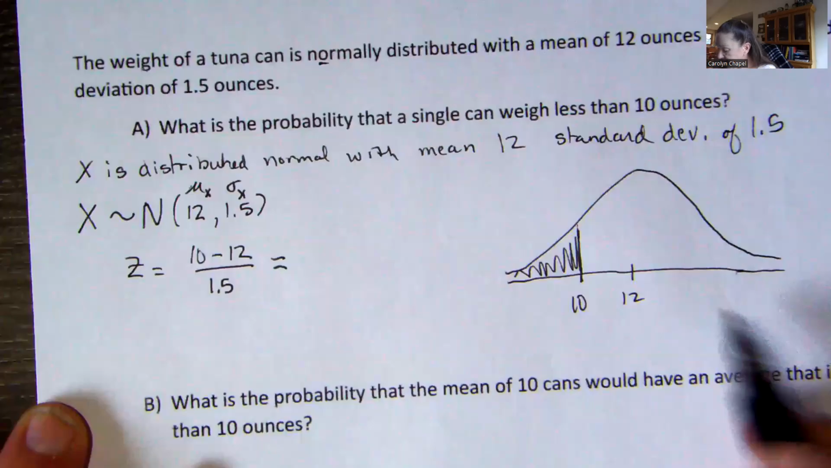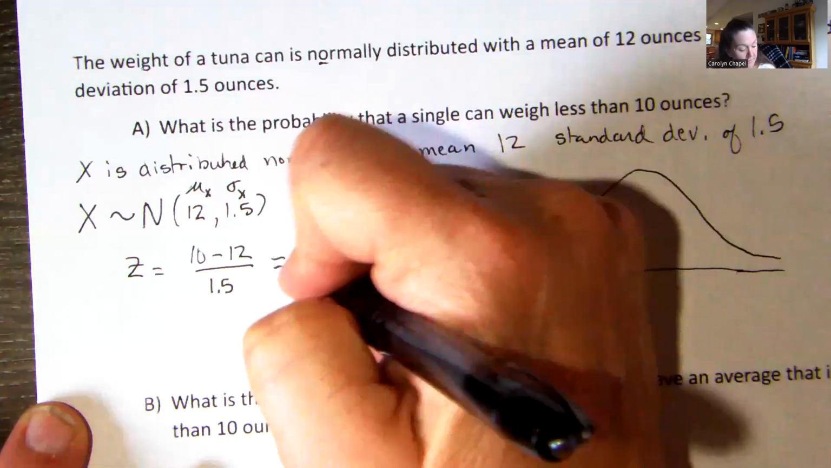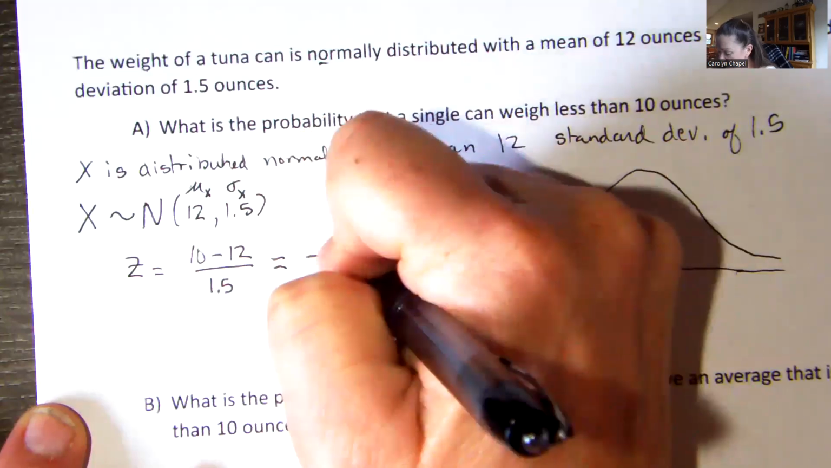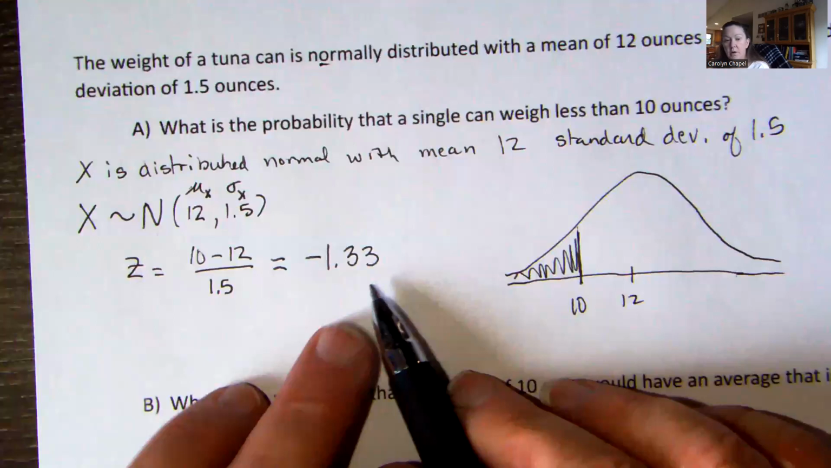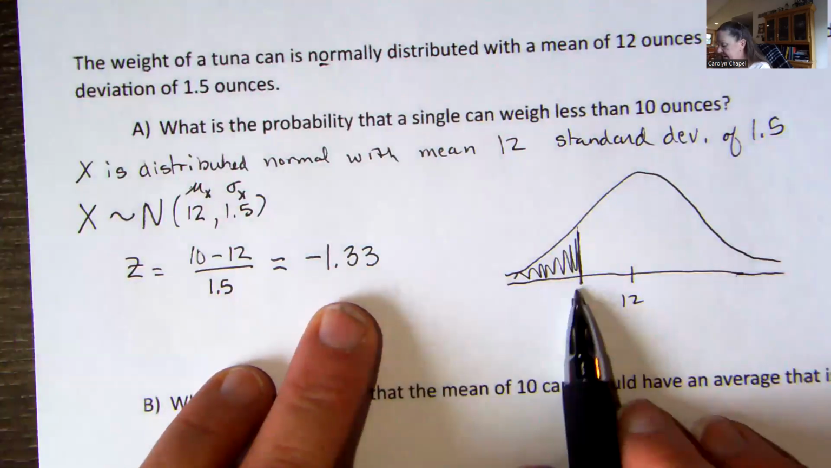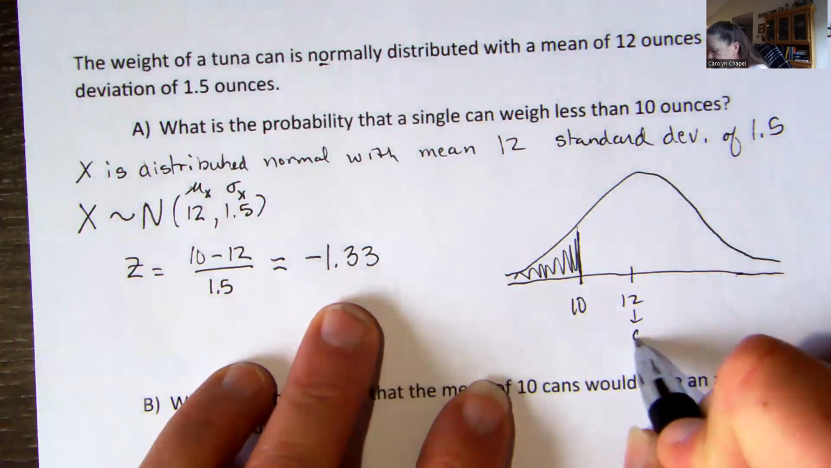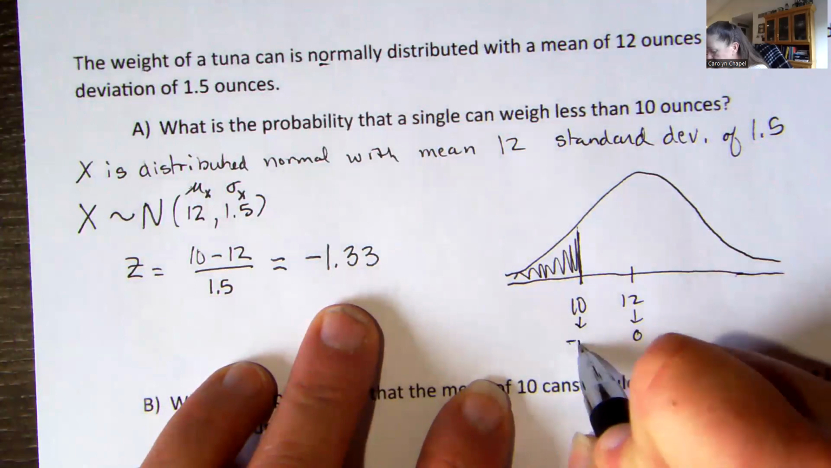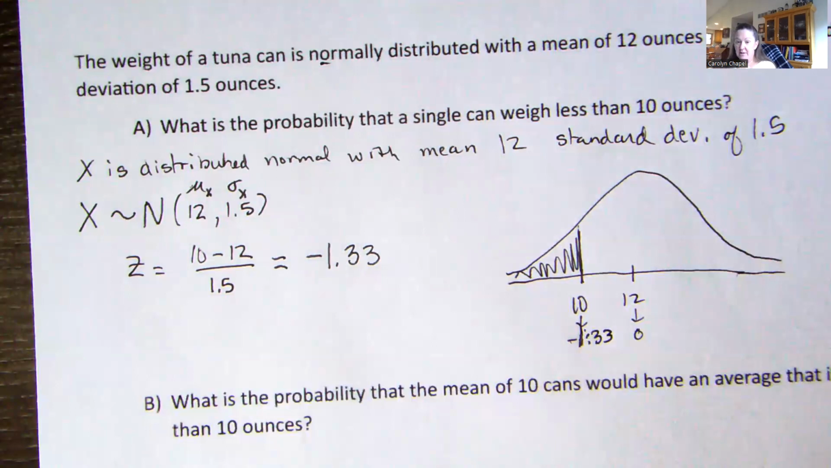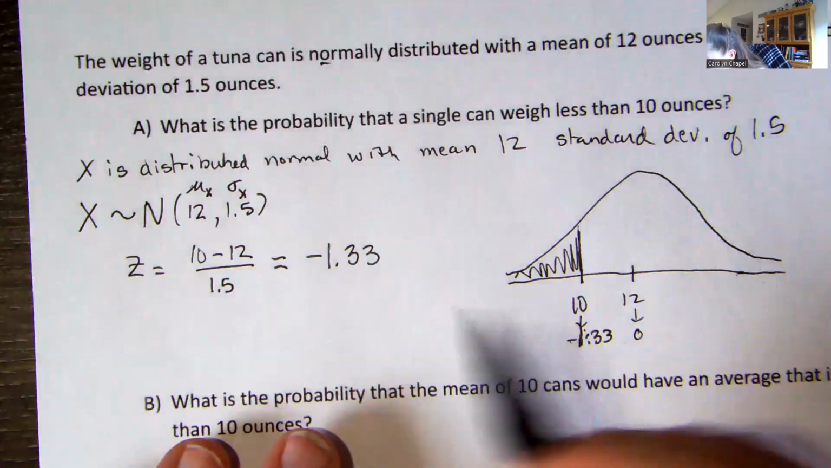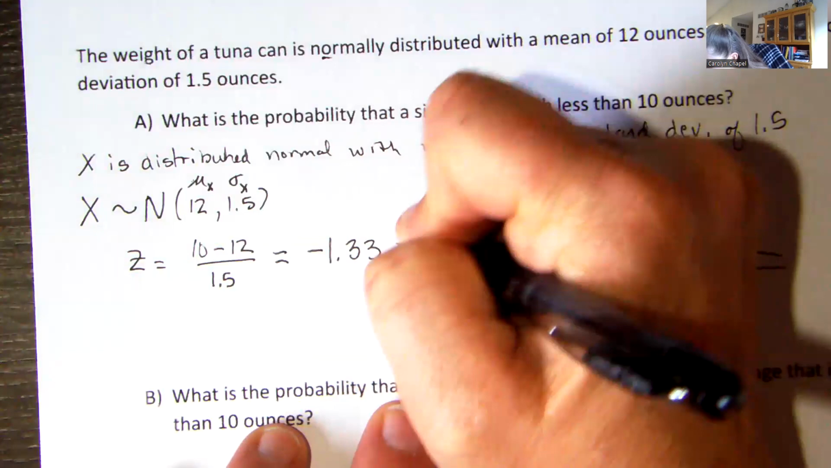It will be negative because I am smaller than the mean. Again, I round to 2 decimals. So I get my z to be a negative 1.33. That's kind of like taking this to a 0. This is going to go to a negative 1.33 on the z scale. And it reshapes the curve a little bit so that the areas all stay the same as well. So we take that to our table.